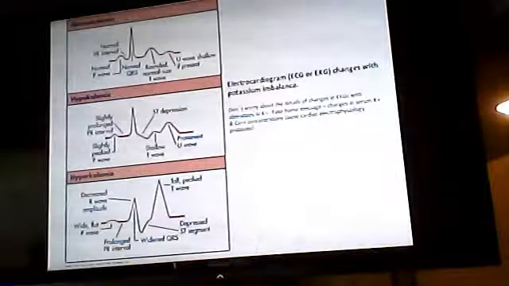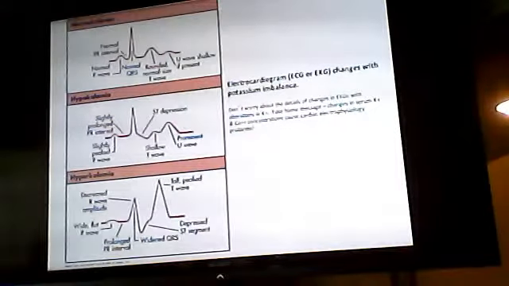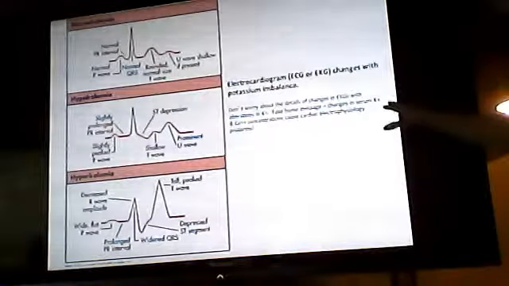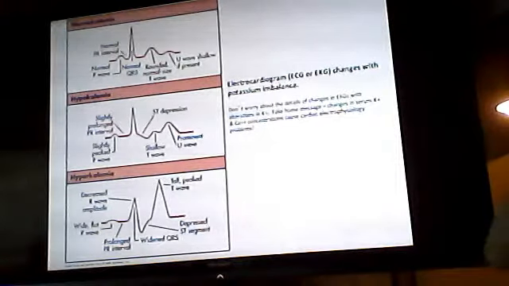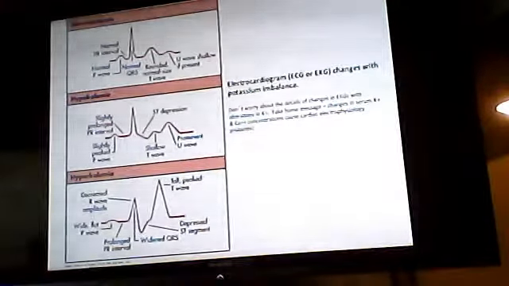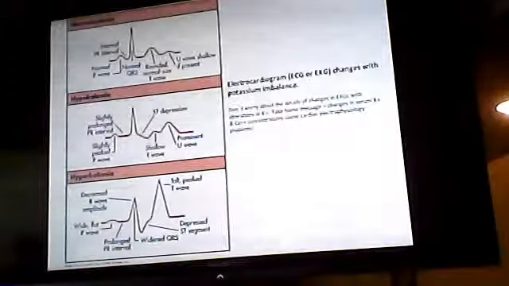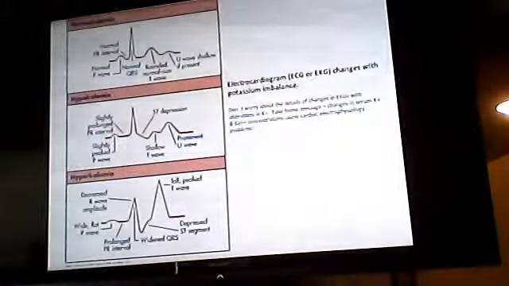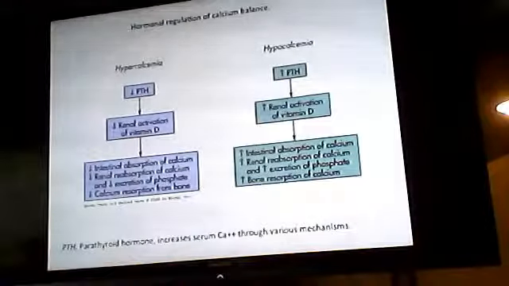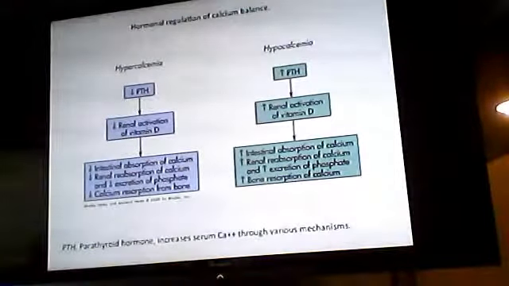So EKGs, you'll have an entire lecture on this for second unit, but I guess the biggest thing for now is, again, the changes in the serum levels of potassium and calcium affect the regular electrophysiology of your cells, okay? So you don't need to memorize like the PQRST, all that stuff until second section, okay? So just know potassium and calcium can affect how your cells function. Next we'll talk about calcium balance.